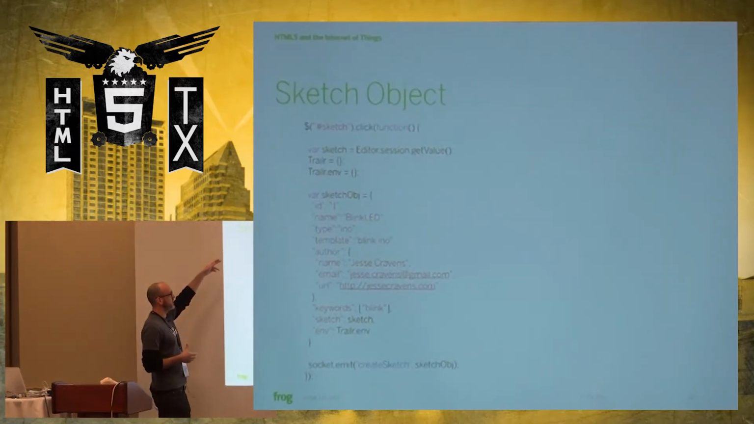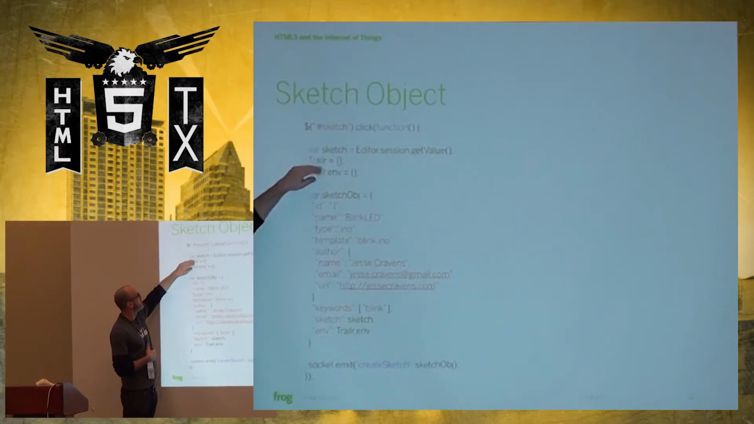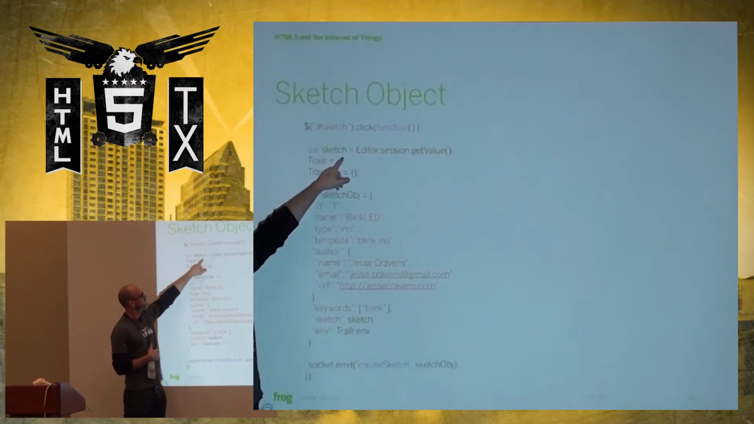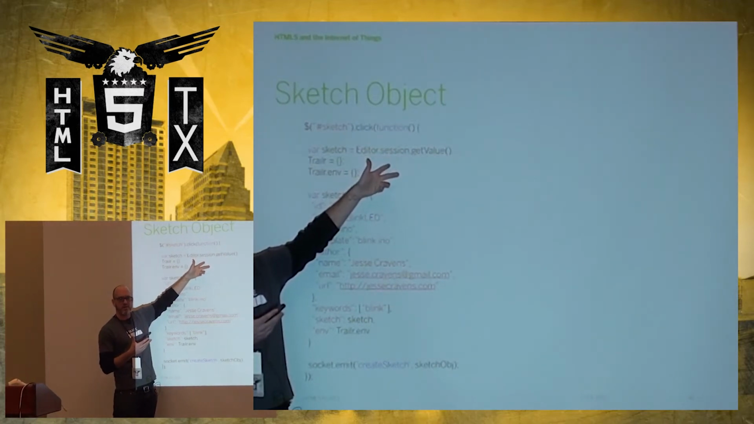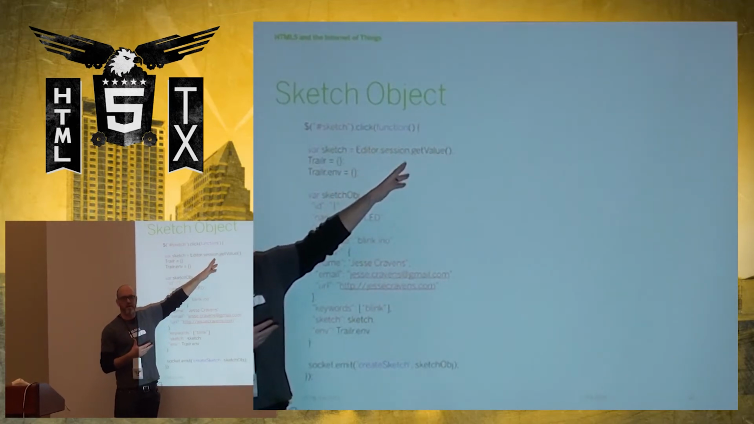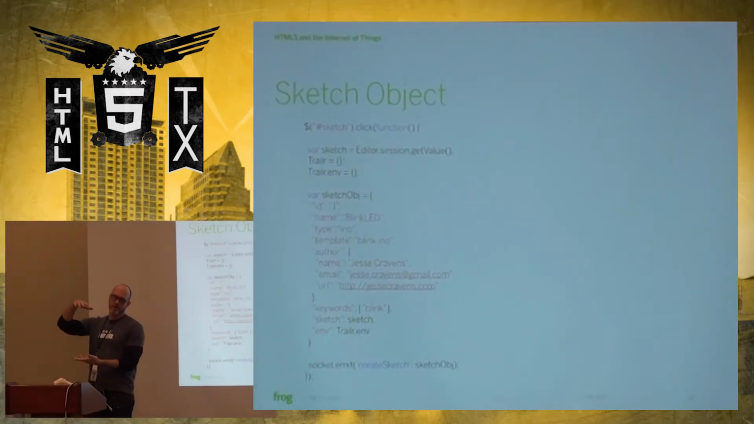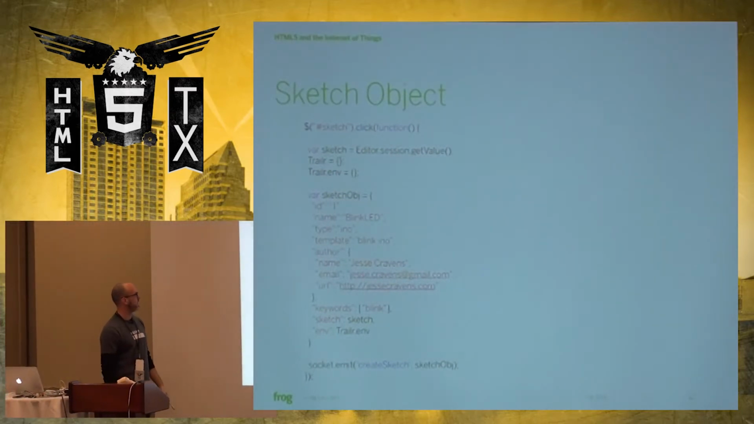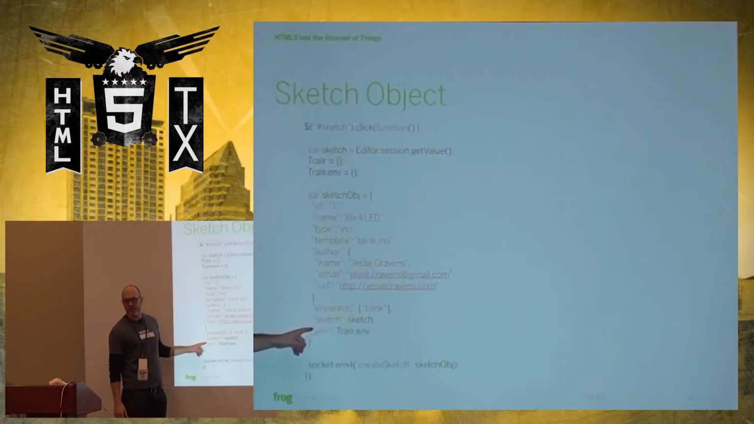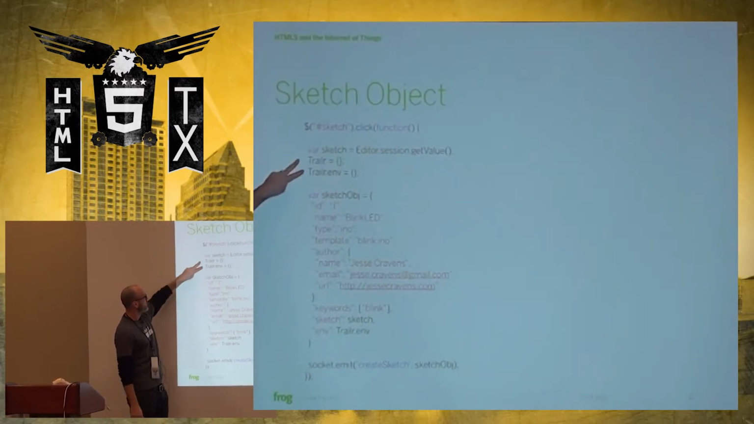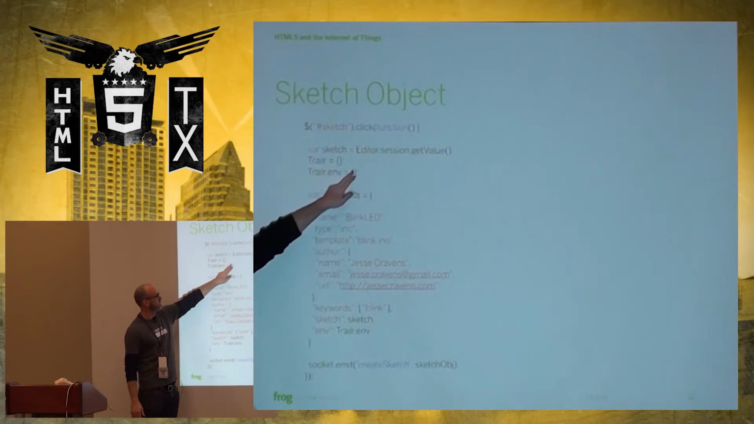So on the click of that deploy button, this is the coolest part of the Ace editor API: I can just grab the value of that sketch in the DOM and assign it to a variable. Later on, I push it into this object down here. But I've got a global trailer and a global trailer environment.